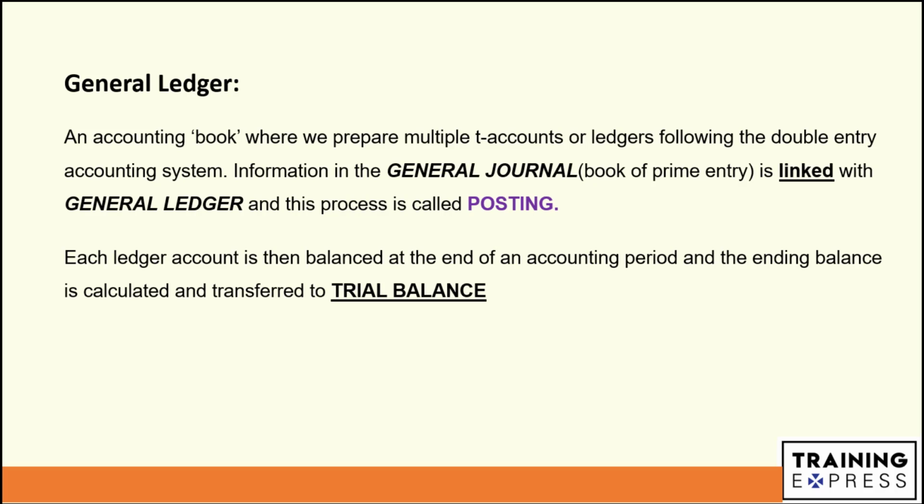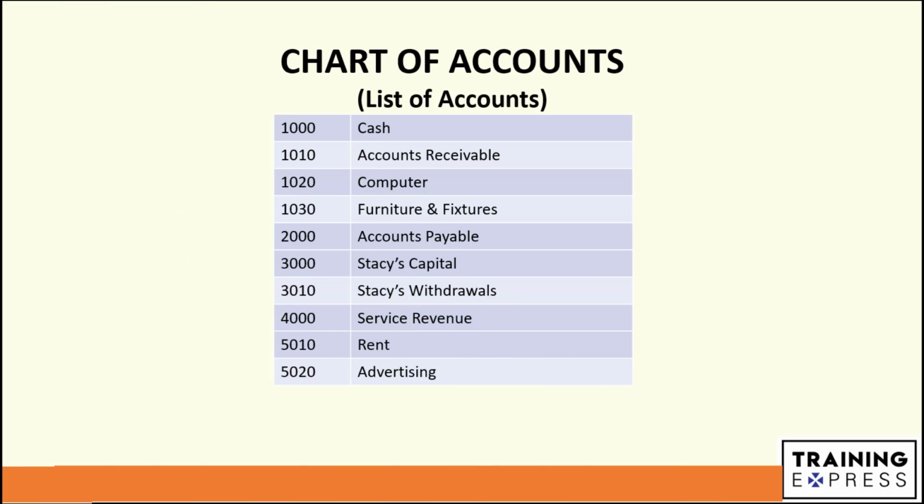General ledger is an accounting book where we prepare multiple T accounts or ledgers following the double entry accounting system. Information in the general journal is linked with general ledger, and this process is called posting. Each ledger account is then balanced at the end of an accounting period, and the ending balance is calculated and transferred to trial balance.